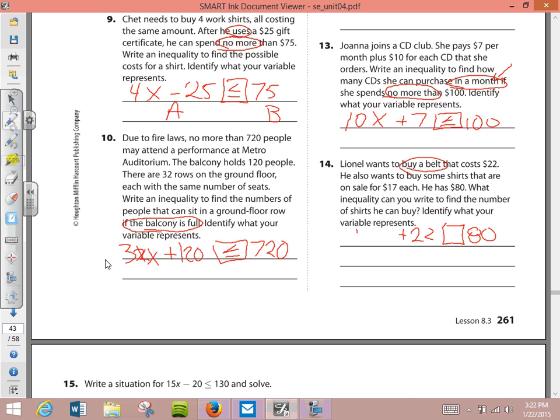So what would it be? 17X each, right? What does the X mean? The number of shirts you buy, right? So this side has to be what to 80? Why less than or equal to 80? He only has $80. So it has to be less than or equal to $80. Well, tell me, if you're going to get your nails done and your hair done and all these things, but you only have $20, can you do all that? No, you only have $20. That's why.